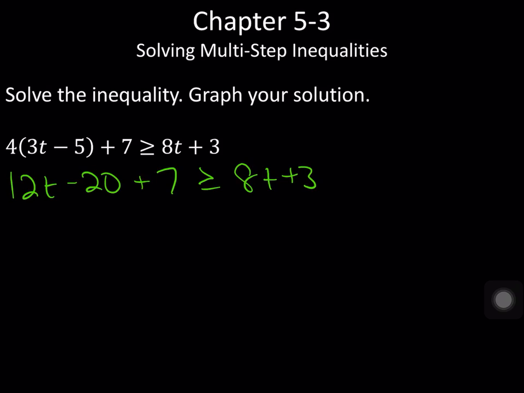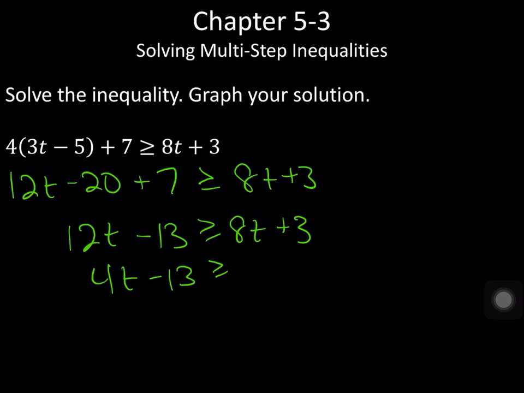There is some simplifying that we can do on the left side of the inequality. So the 12t is going to stay right there. Negative 20, positive 7. When you put those two numbers together, we've got a negative 13. Okay. Everything else stayed the same. Now, we disagree sometimes on how to move from here, but your next step really should be, let's get the variables on the same side of the inequality. Doesn't matter which side. I know that I would like them to eventually end up on the left-hand side, and so I'm going to move everything to the left. So we're going to subtract 8t, and we'll have 4t minus 13 greater than or equal to 3.